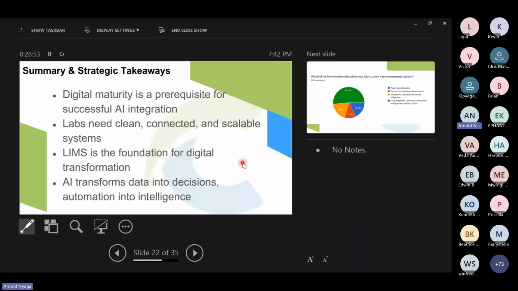We need clean data. Then we need to appreciate that the laboratory information management system is the foundation for us to be able to transform our lab data. Then we can go to artificial intelligence to make our decisions, and also for all our automations to be intelligent.